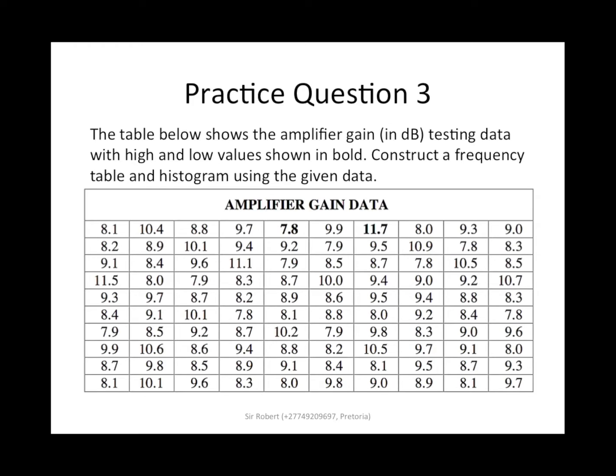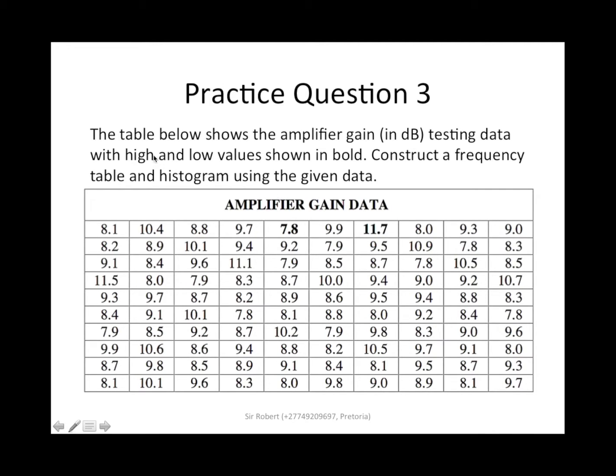The table below shows the amplifier gain in dB, decibels. Testing data with high and low values shown in bold. Construct a frequency table and histogram using the given data. So this is the amplifier gain.